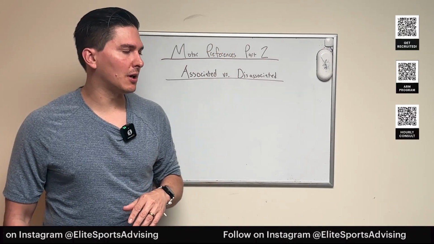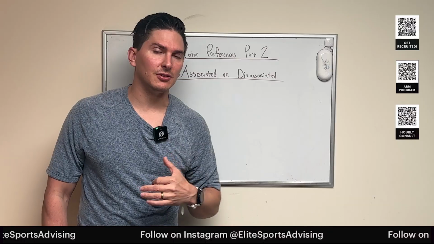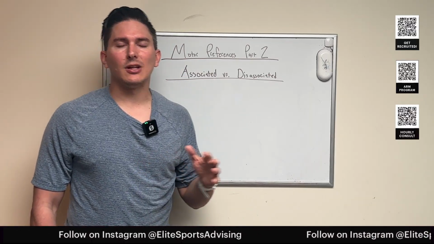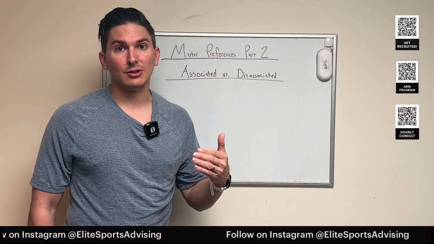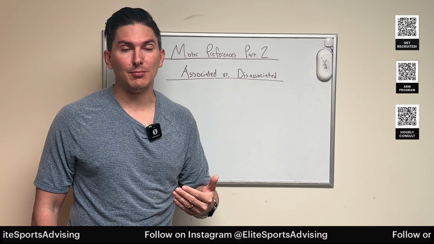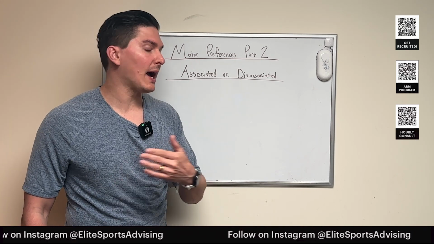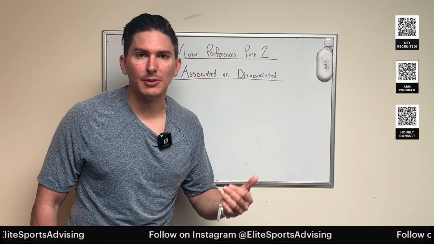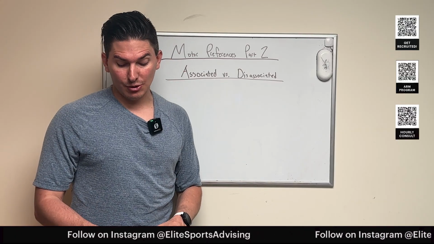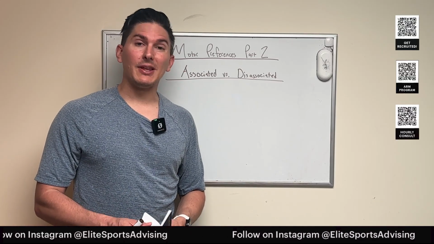So today we're going to cover associated versus disassociated. This has a lot to do with your hip-shoulder separation, which is obviously a major coaching thing in baseball. Everyone was always taught, the more hip-shoulder separation, the more power you're going to be able to generate, the harder you're going to be able to throw, right? And we're going to get into a little bit why some of that is not exactly true.